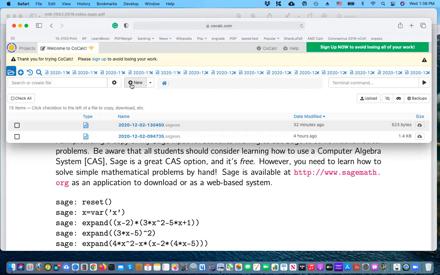What am I going to do over here? I like to do a new document. And so why do you want to do a new document? I just like a new clean sheet of paper. All right, so I'm going to do new.